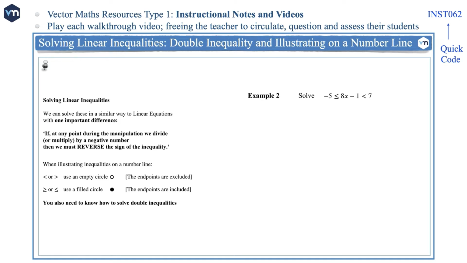But if it's greater than or equal to or less than or equal to, we use a filled circle because the endpoints are included. You also need to know how to solve double inequalities.